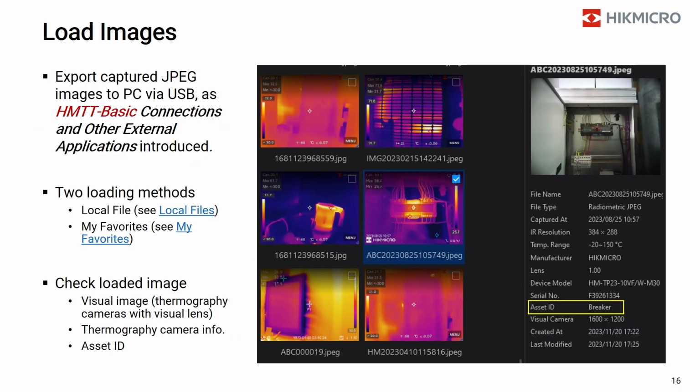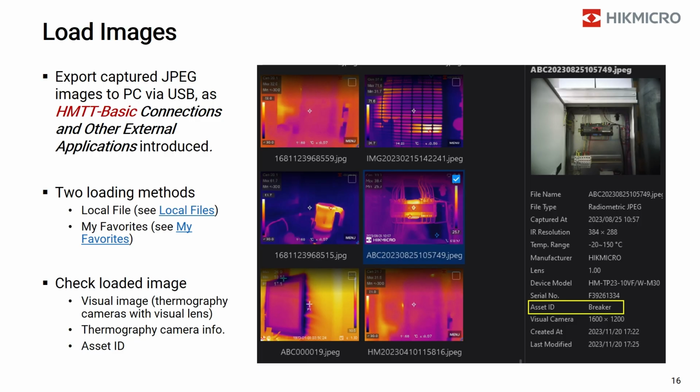After obtaining the images and their asset IDs, you can load images to the HIKMICRO Analyzer client. The first thing to do is to export the captured JPEG format images to your PC with the supplied USB cable. For more details about connections, please head over to another HMTT basic course named Connections and Other External Applications. Then load images to the client via local files or My Favorites. These two load methods will be described respectively in Part 3 and Part 4.